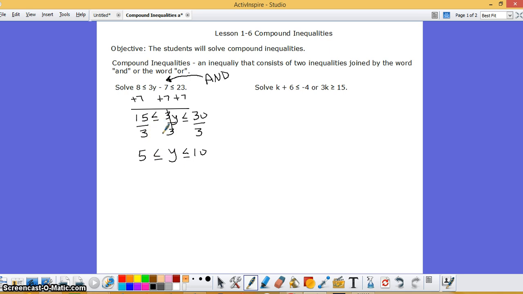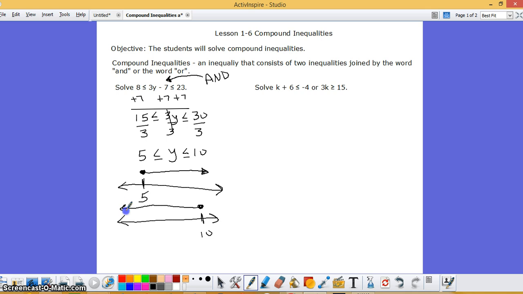Alright, you want to think of an "and" as an intersection, or that the graph is inside the endpoints. So I'm going to show you why that happens. If we take this part here, it's 5 is less than or equal to y, which means that y is greater than or equal to 5. So if I have 5 here, or equal to, solid line going right. This part here is that y is less than or equal to 10. So if I have 10 here, solid line, less than, going left.